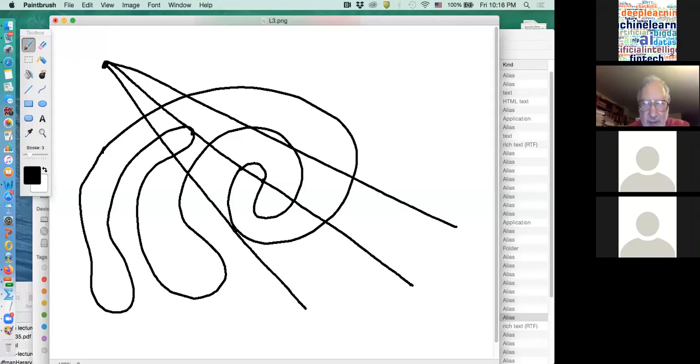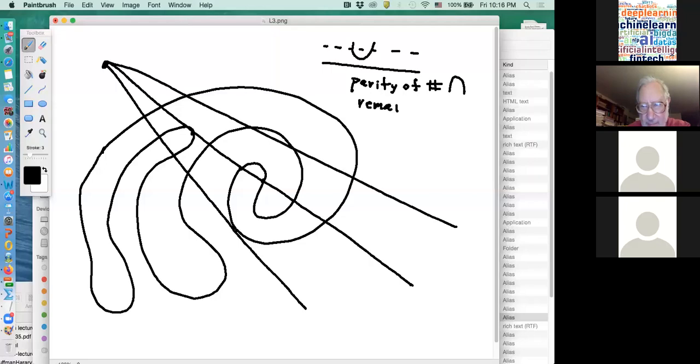So you see what will happen if you move a line. When you move a line, you may go from here to here, and the parity of the number of intersections remains the same. The number of intersections changes, but the parity remains the same. If it's even, it's even. If it's odd, it's odd.